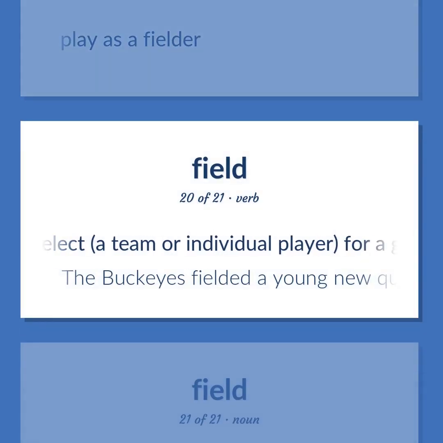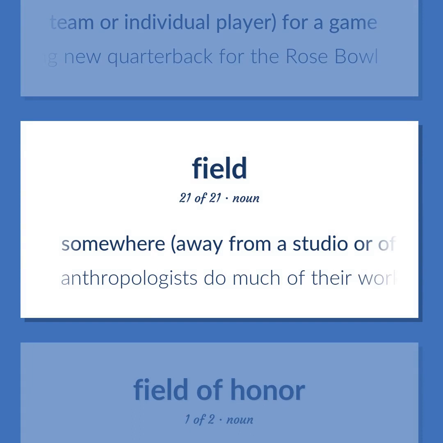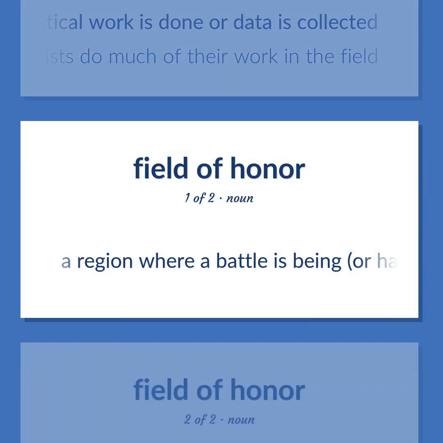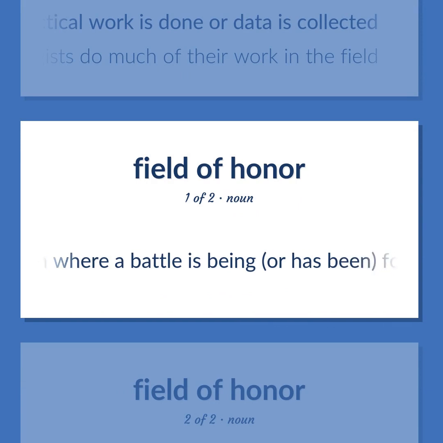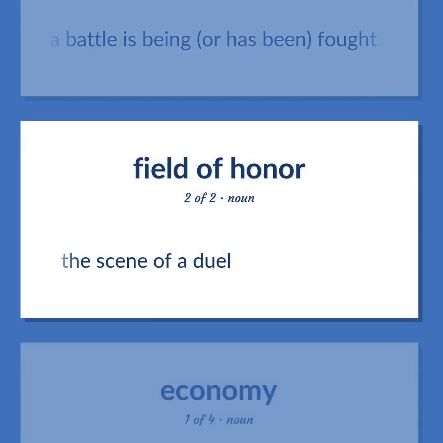Select a team or individual player for a game. The Buckeyes fielded a young new quarterback for the Rose Bowl. Somewhere, away from a studio or office or library or laboratory, where practical work is done or data is collected. Anthropologists do much of their work in the field. A region where a battle is being, or has been, fought. The scene of a duel.